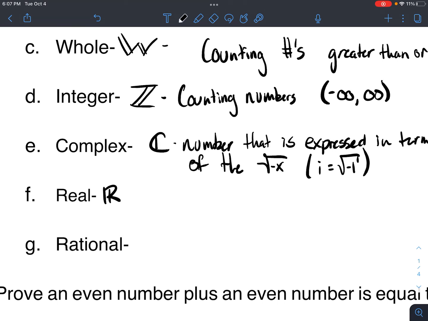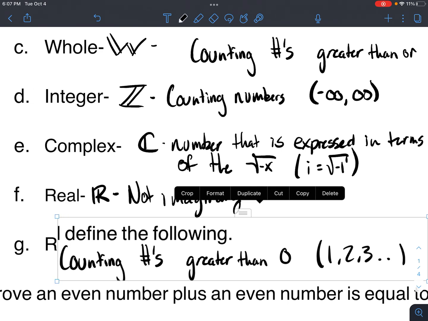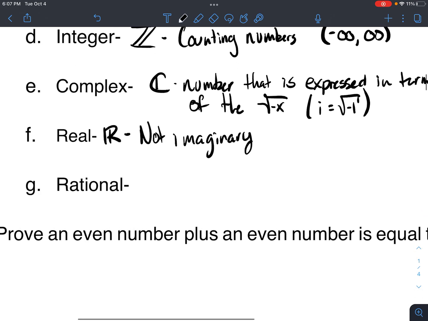So real number is, it's like a number. I shouldn't say it like that, excuse me. Basically all a real number is, it means it's not imaginary. What just happened? That was so weird.